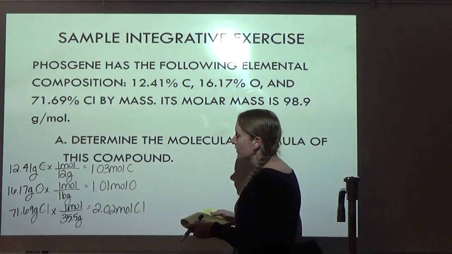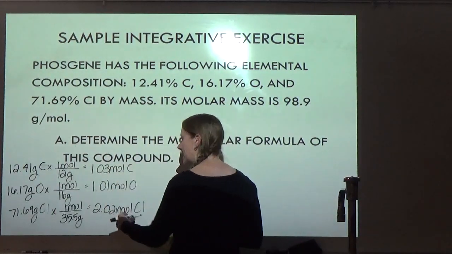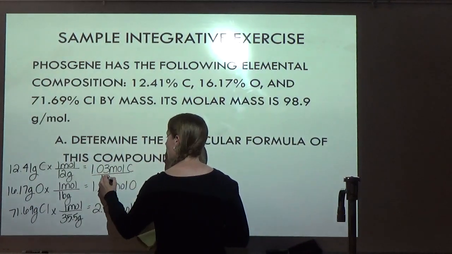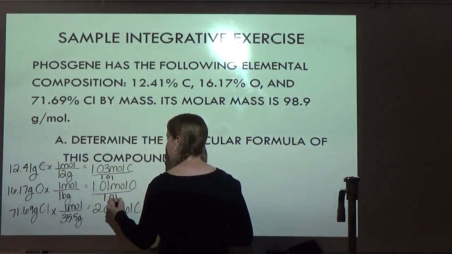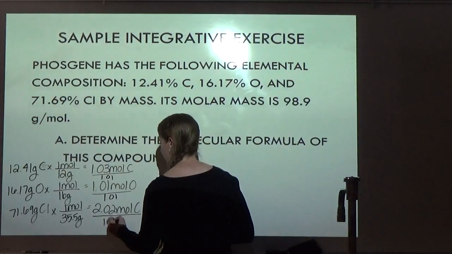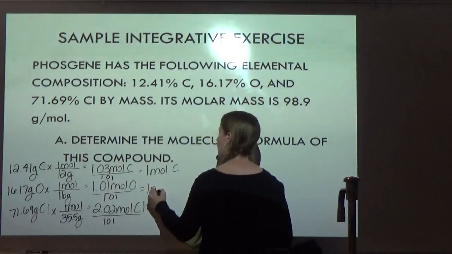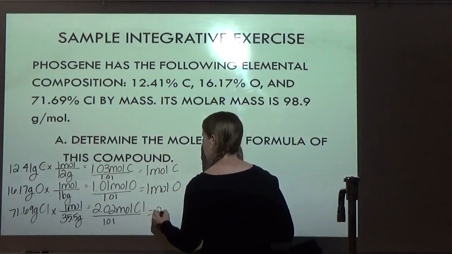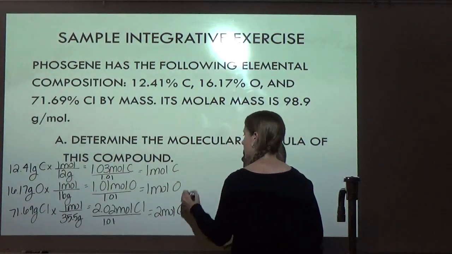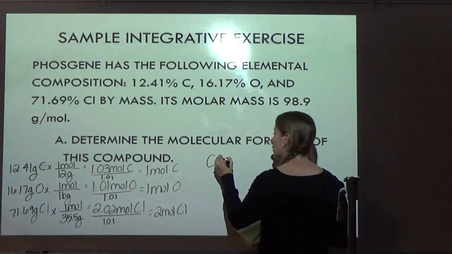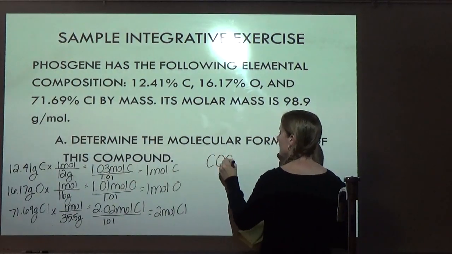Alright, so then next I divide by the smallest, so my smallest is 1.01. So that gives me 1 mole for carbon, 1 mole for oxygen, and 2 moles for chlorine. So that means my empirical formula is COCl2.